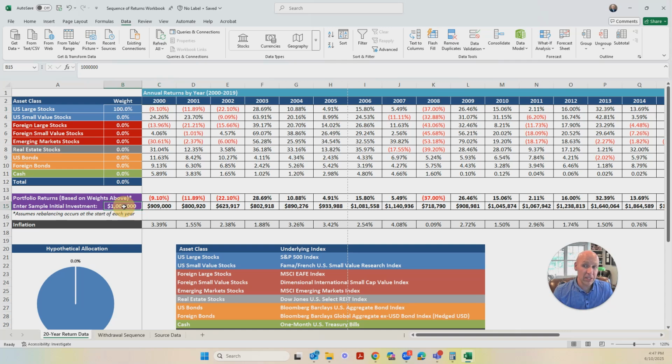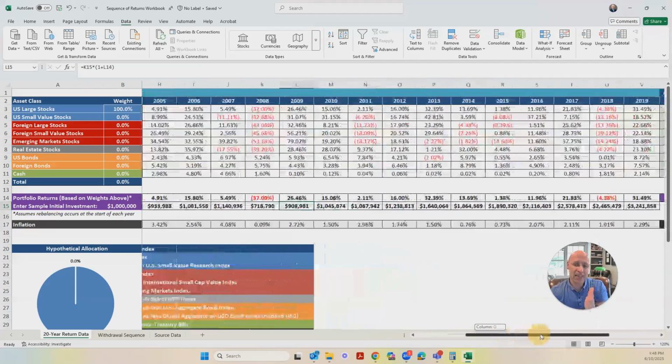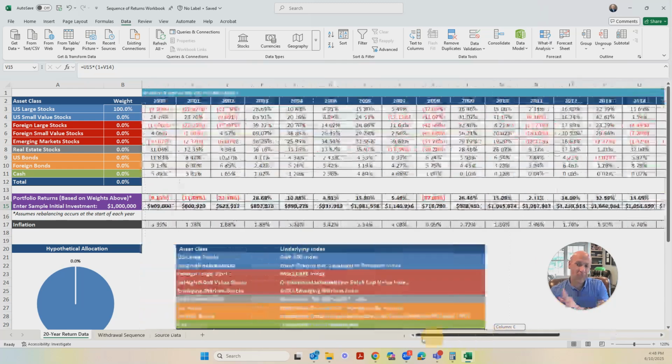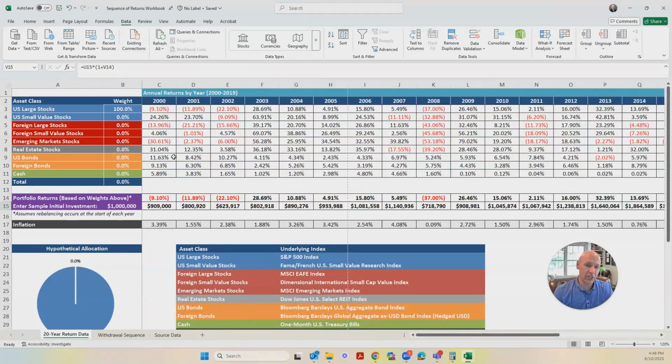Here you can see $1 million by the time 2009 was over fell to $908,981. And that was the lost decade. The lost decade was followed by a really big decade for the S&P 500, which turned that 908,000 into $3.2 million. So now I want to show how all this relates to sequence of returns.